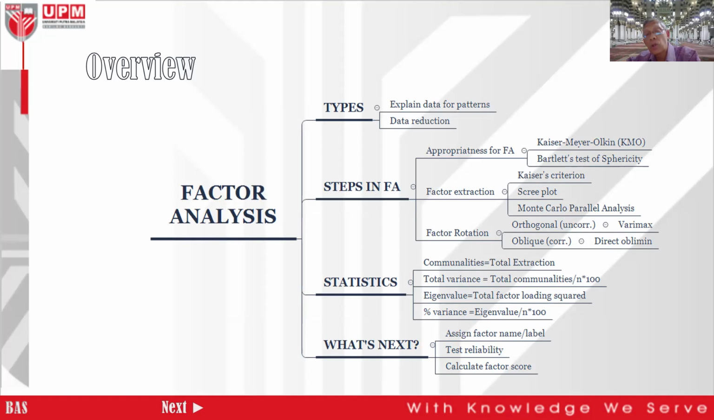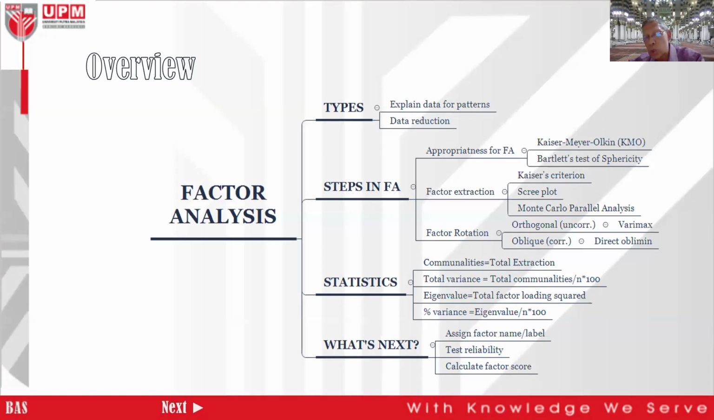Eigenvalue equals the total of the factor loadings squared. If we square each factor loading for each column, we should be able to get the eigenvalue. And based on the eigenvalue, we should be able to calculate the percentage of variance explained for each of the factors. And finally, what next? After we have done the factor analysis, what next?